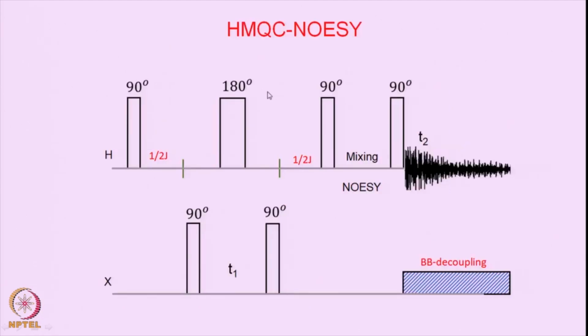Okay. The same experiment you can do with HMQC NOESY as well, and the same block is introduced here. Until this point it is HMQC, and you apply a 90° pulse here to convert that magnetization onto the Z axis, and once you put it on the Z axis, then you can do a NOESY mixing at this point. Then you have the last 90° pulse to convert that Z magnetization back into transverse magnetization. You collect the data and then you decouple the X nucleus.